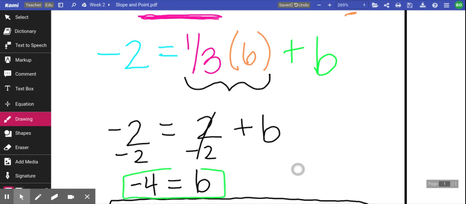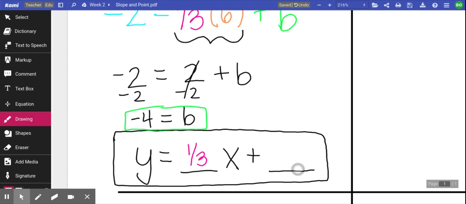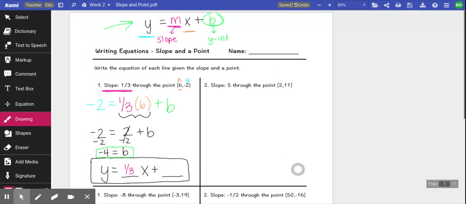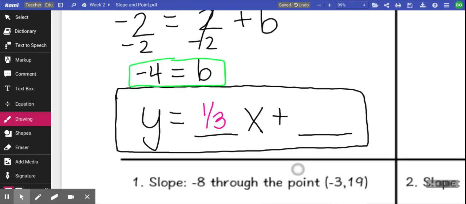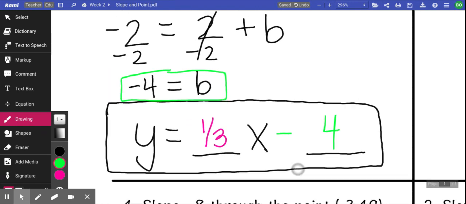Okay, that's not my final answer though. I'm not going to stop there. I need to plug it into my equation, because remember our equation from up at the top is y equals mx plus b. So I need to plug -4 in at the end. Remember I said we might have to erase this plus sign. Since this is a -4, I need to change that to minus instead of a plus. And that'll be my final answer: y equals 1/3 x minus 4.